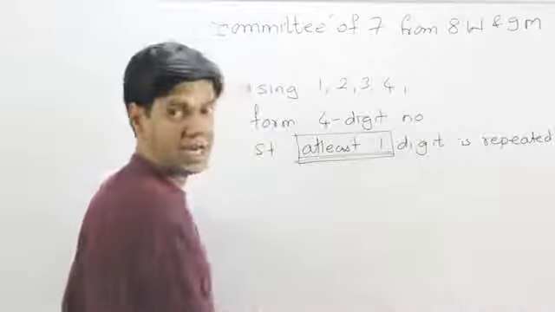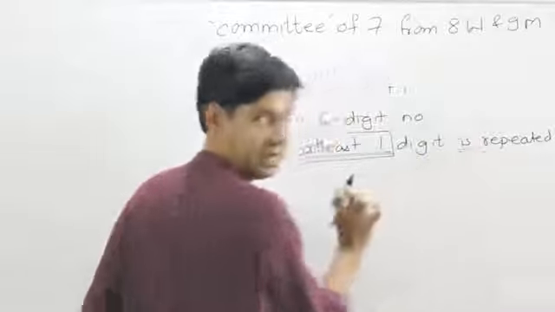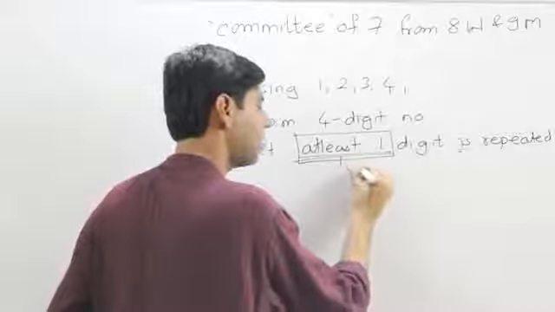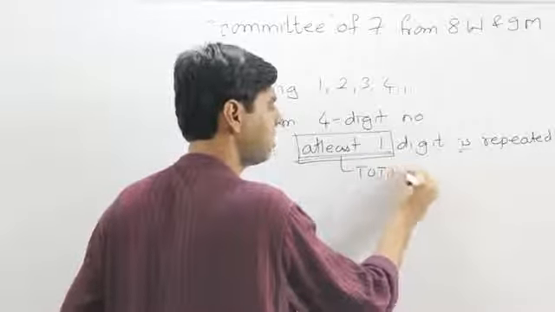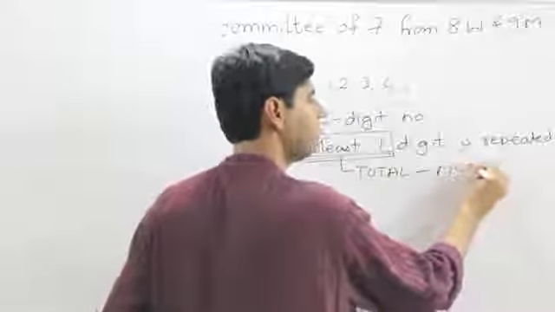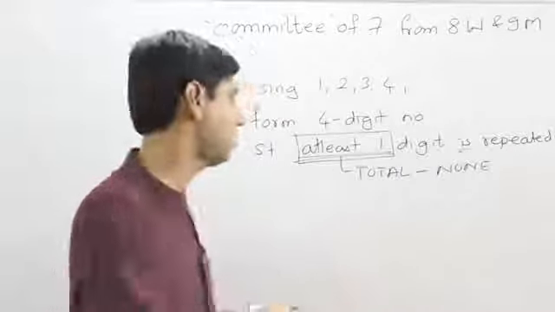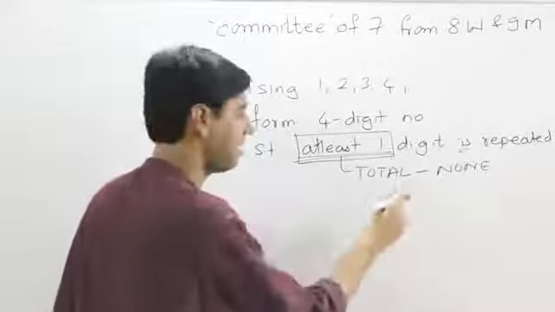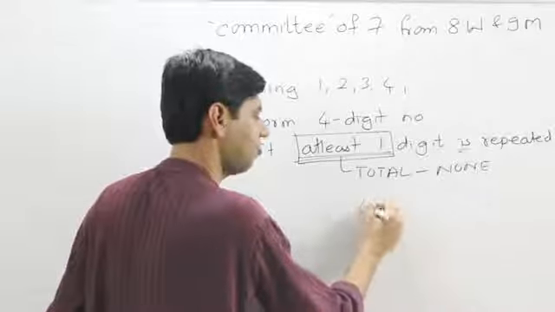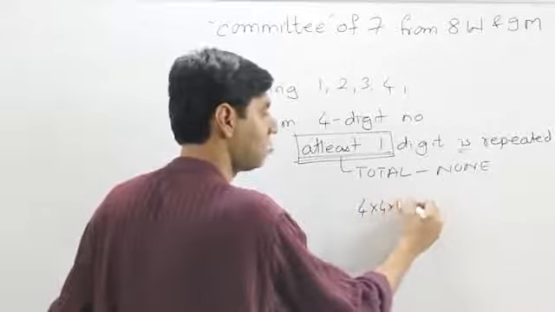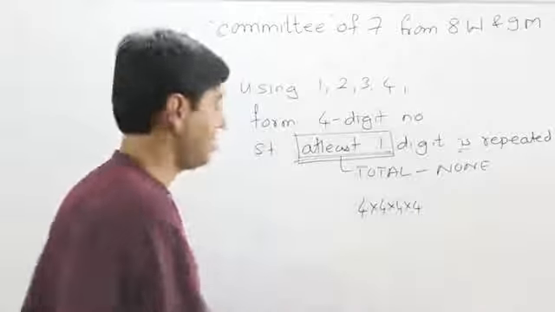So the moment at least 1 is repeated, think about it, total minus none. What sense does total mean? Total means form every possible number, repetition or no repetition. So let's say repetition. This total is nothing but 4 into 4 into 4 into 4. So I formed all possible numbers over here.